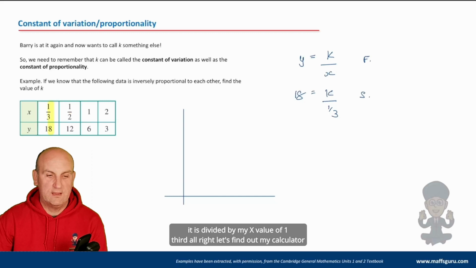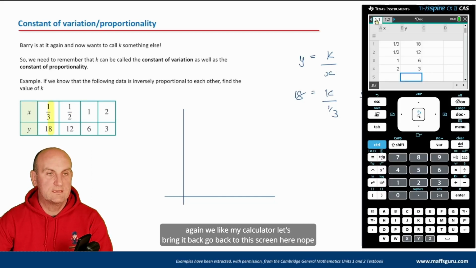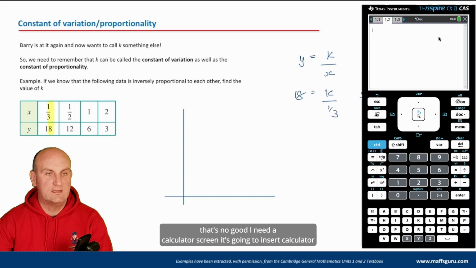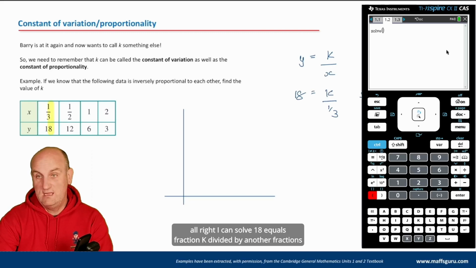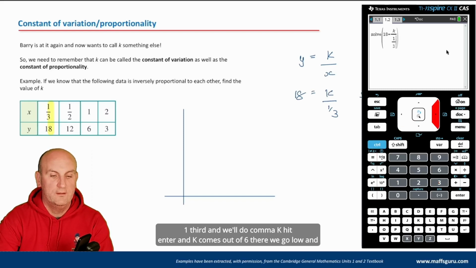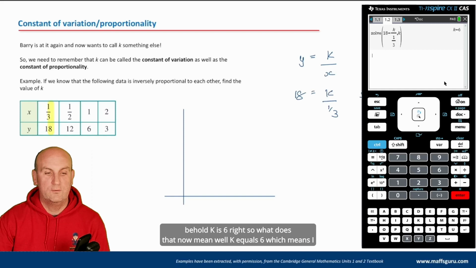All right, let's fire up my calculator again. We like my calculator. Let's bring it back. Go back to this screen here. Nope, that's no good. I need a calculator screen. So I'm going to insert calculator. And I'm now going to do solve, because I can do that on general maths. It's great. All right, I can solve 18 equals k divided by 1/3. I'm going to do comma k, hit enter, and k comes out as 6. There we go. Lo and behold, k is 6.